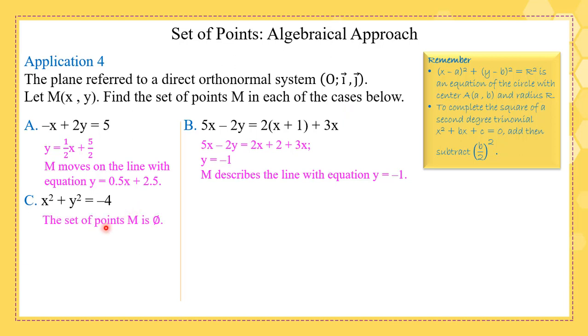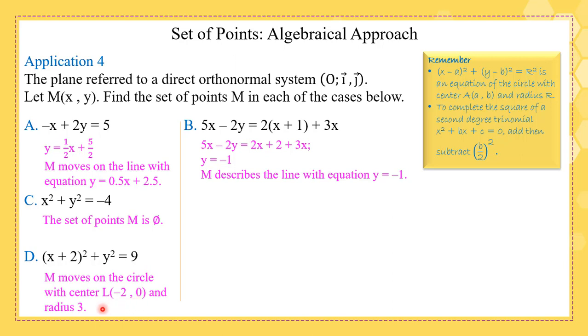The third case, try also to do it alone. Now here the set of points M is empty (phi) because a radius cannot be negative. The fourth case, so in this case M moves on the circle with center L (negative 2, 0) and radius 3. Remember, if we have a square on x, a square on y, and the coefficients of x squared and y squared are equal, this could be a circle.